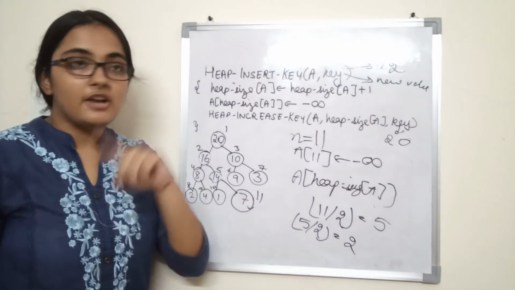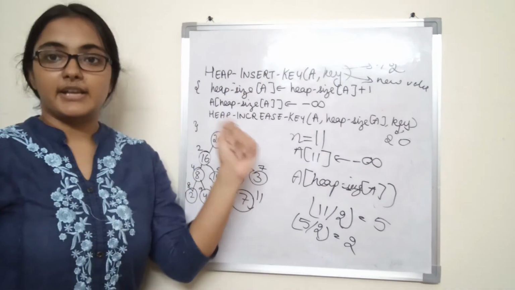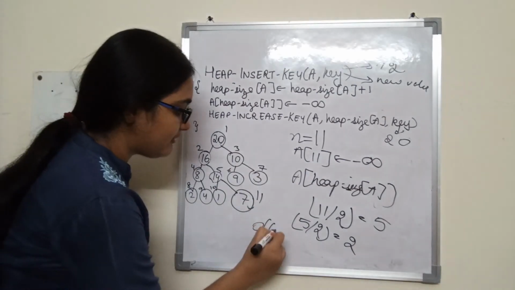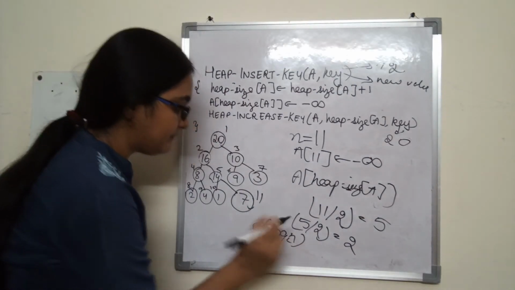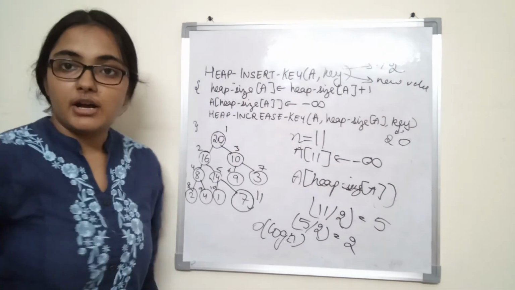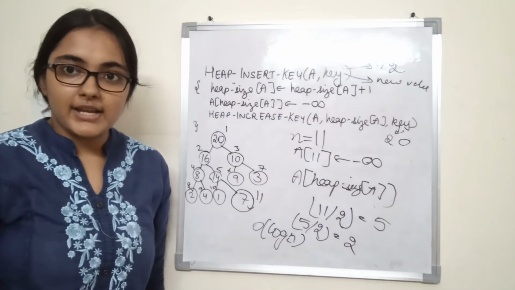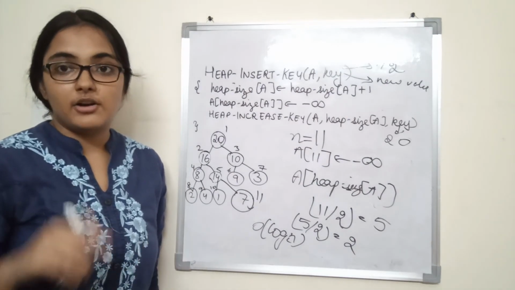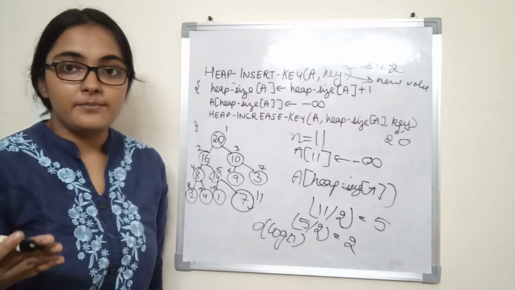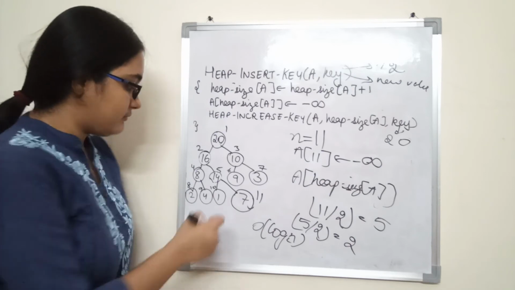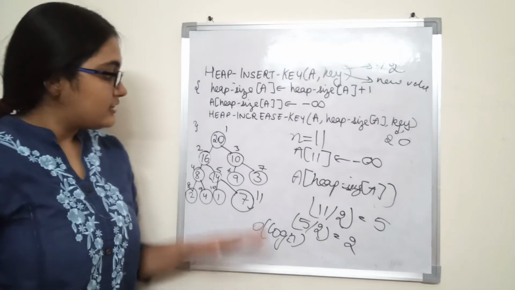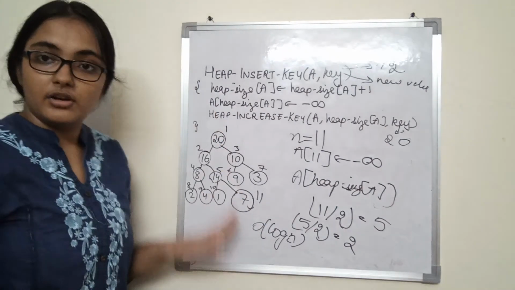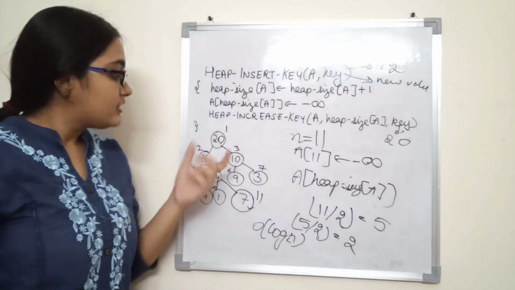Now we're talking about the time complexity. The time complexity of heap increase key as well as heap insert key both will be order of log n. Why? Because what is the height of a complete binary tree? Order of log n. In the worst case we will be increasing the value of a leaf, at the last level. So what is the height of a tree? Log n.